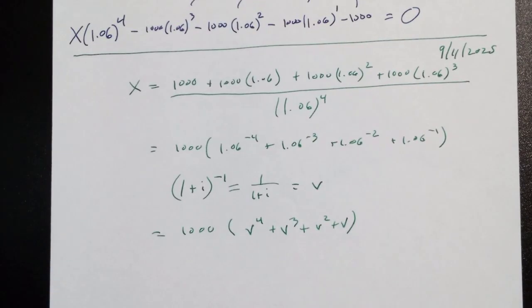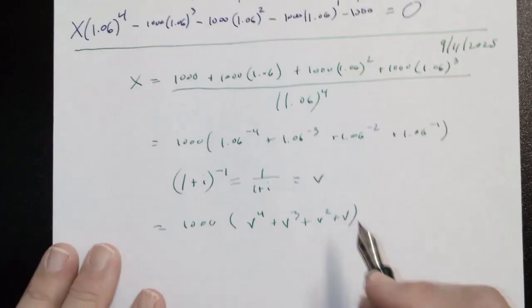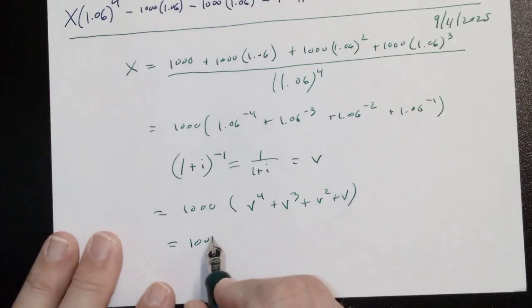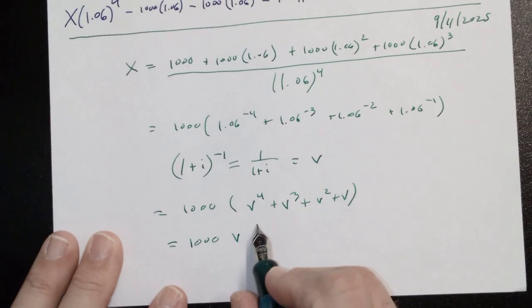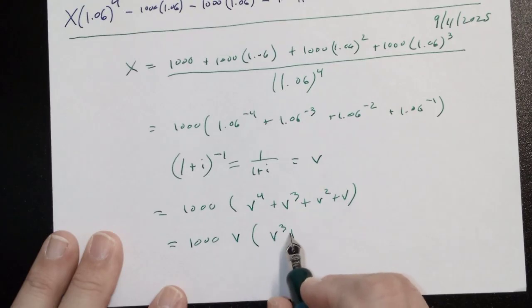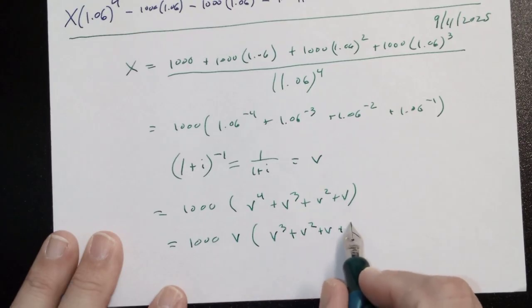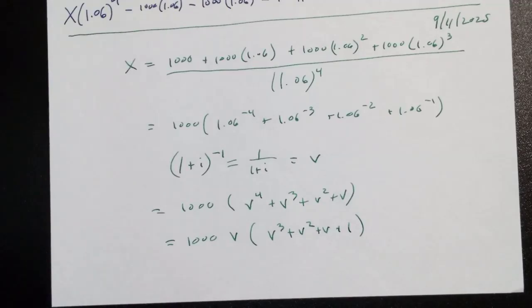is almost a geometric series in v. There's just one extra v. So if I pull that one extra out, then I have a geometric series, right? What's the total of a geometric series?